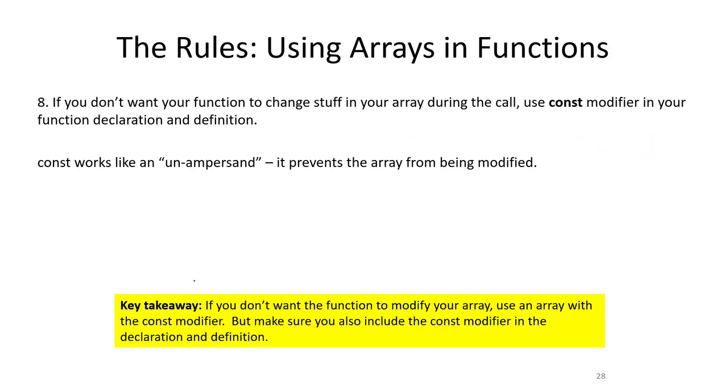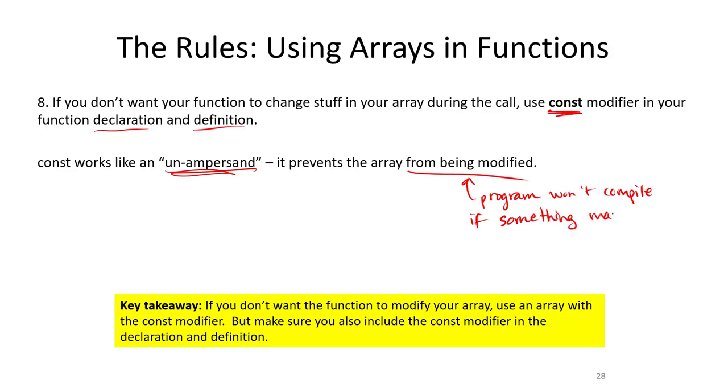Our last rule here, if you want to be really careful and make sure that your function cannot possibly change stuff in your array, you can also use what's called the const modifier in the declaration and definition. Const works like an ampersand, I like to call it, because it prevents the contents of that variable from being modified. The program won't compile if something marked const is being changed.